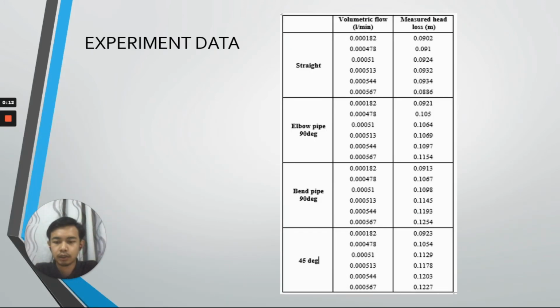So the table shown are the data obtained from the experiment, which are the volumetric flow in liters per minute and the measured head loss for different types of pipes, which is the straight pipe, elbow pipe 90 degree, bend pipe 90 degree, and 45 degree.